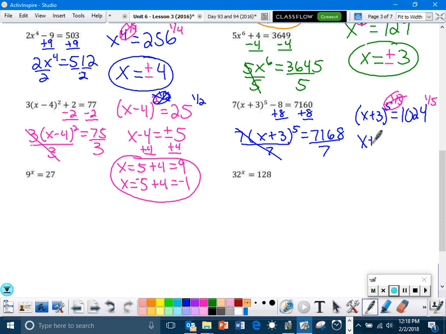So I have x plus 3 equals, and 1024 to the 1/5 power is 4. Again, odd exponent, I only need the 4. I do not need a plus and minus, only if it was an even, but it was an odd. Lots of things to remember here. Take away 3, and voila, the answer to this one is 1. x equals 1.